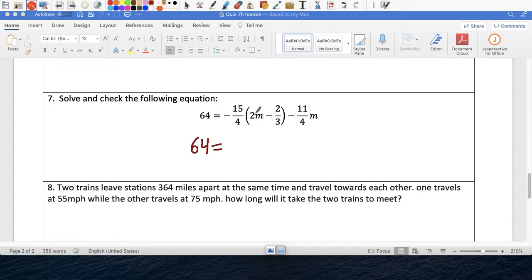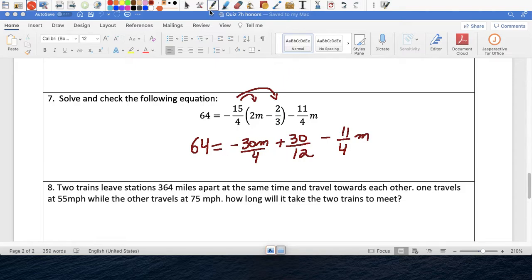64, let's do this. Negative 15 over 4 times 2m is going to be negative 30m over 4. And then negative times a negative, so distributive property, this is what I'm doing. Negative times a negative is a positive. 15 times 2 is 30, and at the bottom, 4 times 3 is 12. Okay, and then minus 11 over 4m.